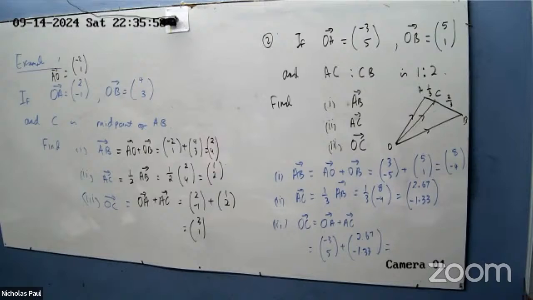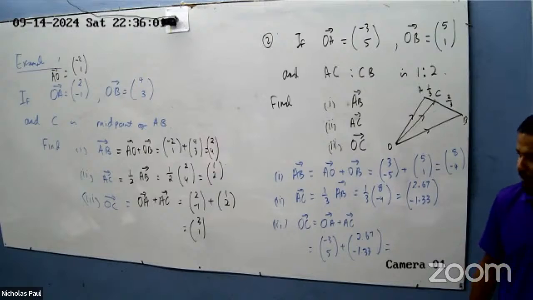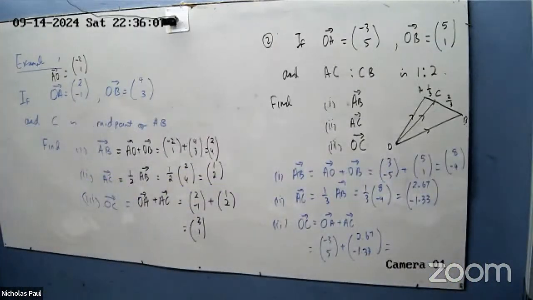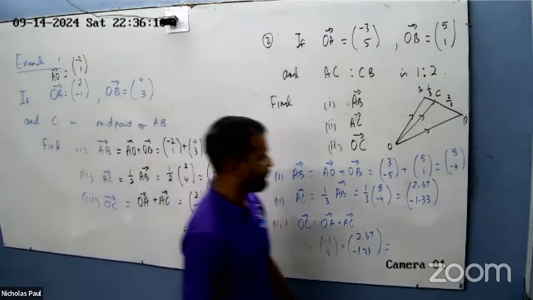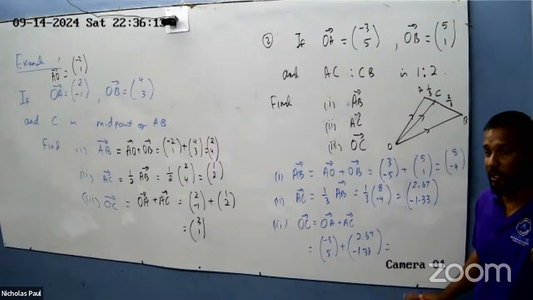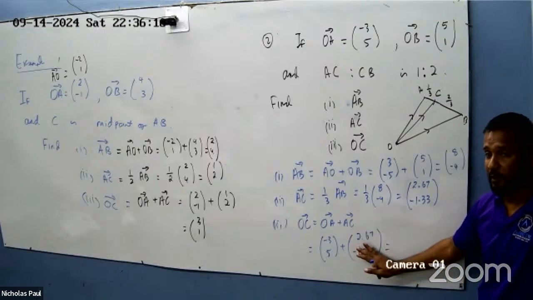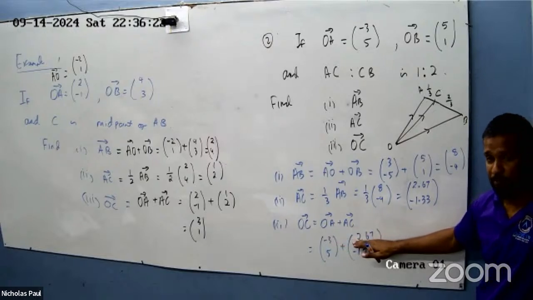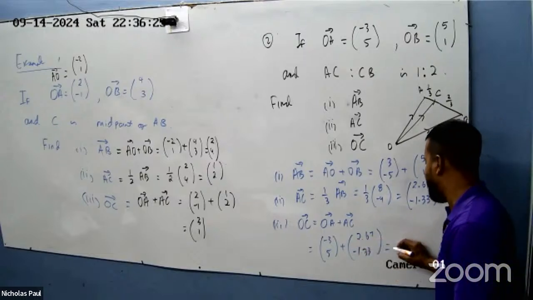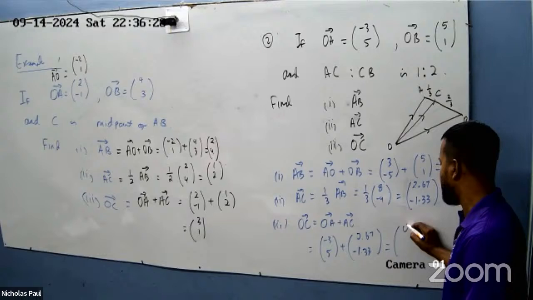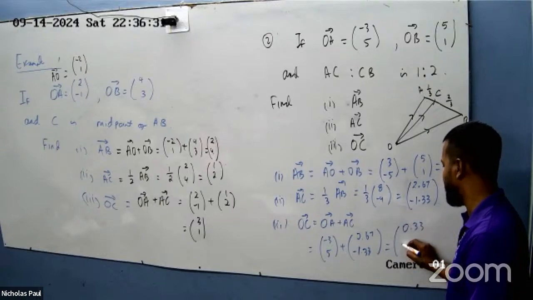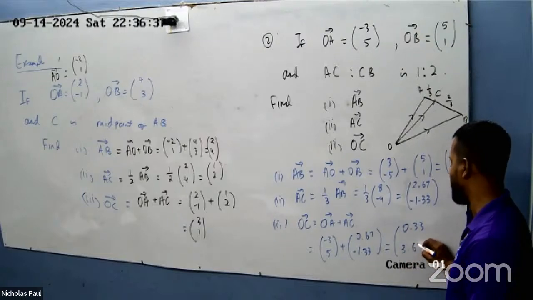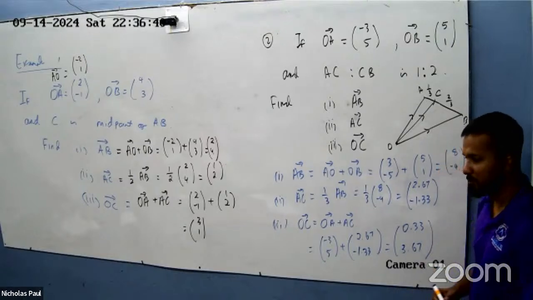Positive or negative? Positive. Come on, feel free to ask questions. You okay with this? So you just plug in the OA and you plug in the AC. Everybody okay with that? Amir, you okay with that? So the final answer is how much? 0.33, and here it's 6.33, 3.67. Think about that minus, right?